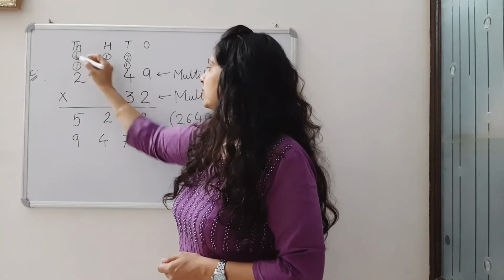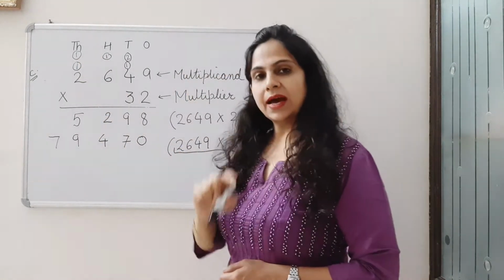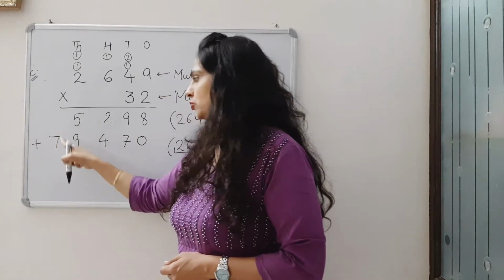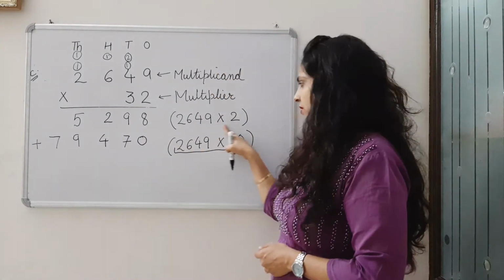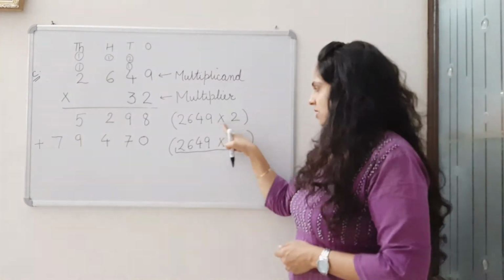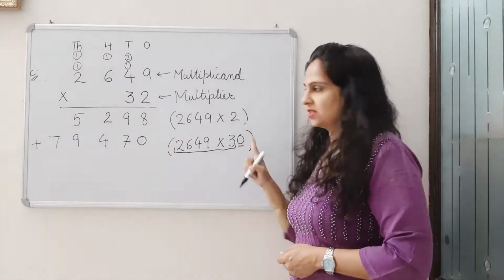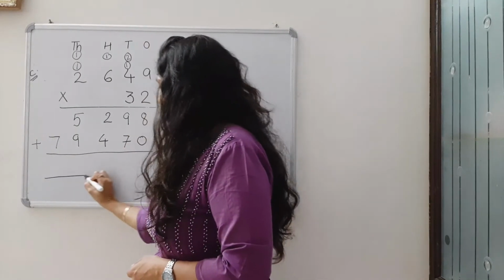Again 1 carry. 3 2s are 6 plus 1 is 7. Now the last step is that we have to add these two results. This is the result of these numbers, and this is the product of these numbers. Then the last step is we have to add these two results.